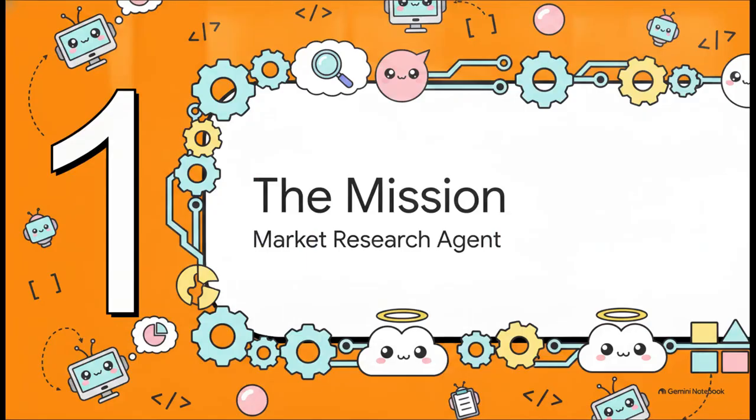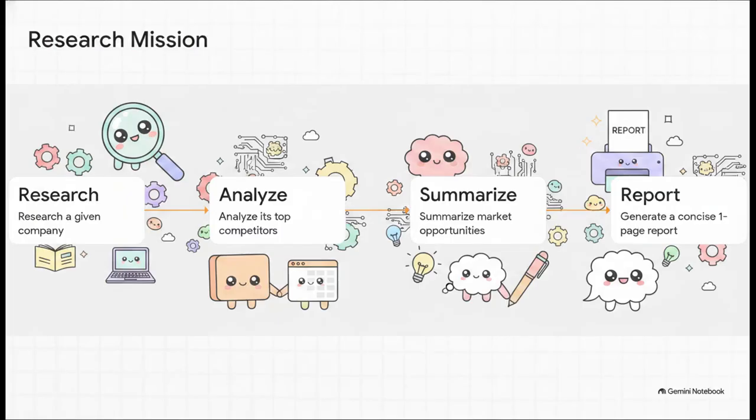All right, Section 1, the mission. Building a market research agent. Let's be real, abstract code comparisons, they don't help anyone. We need something practical. So our mission is to build a market research agent that hits 4 specific sequential steps. First up, thoroughly research a given company, let's say Tesla. Second, analyze its top competitors. Third, identify and summarize key market opportunities. And fourth, wrap the whole shebang into a concise one-page markdown report. Let's see how our baseline test plays out with the first contender.